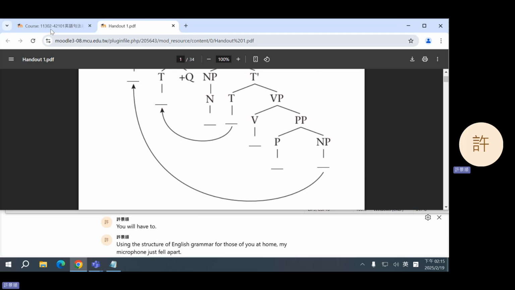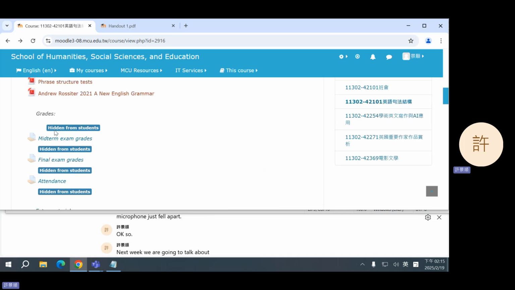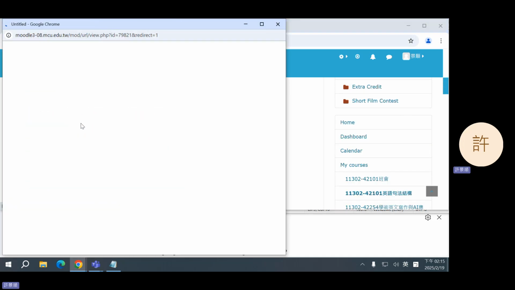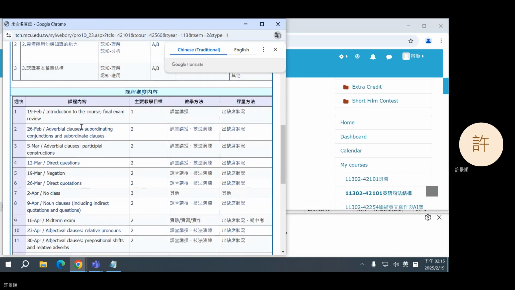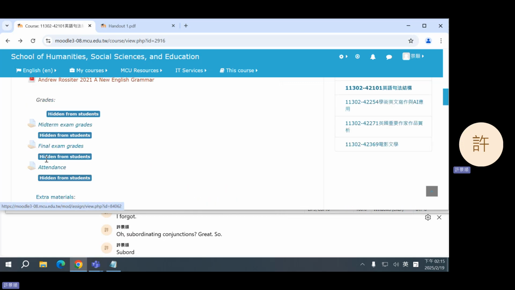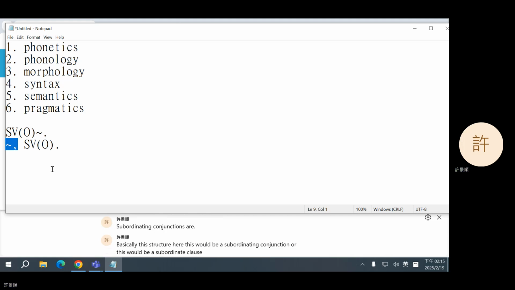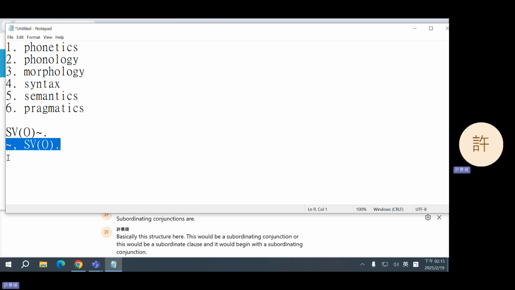Okay, so next week we are going to talk about, what are we going to talk about? I forgot. Oh, subordinating conjunctions. Great. So subordinating conjunctions are basically this structure here. This would be a subordinating conjunction, or this would be a subordinate clause, and it would begin with a subordinating conjunction. So next week, we're going to be talking about this kind of sentence.